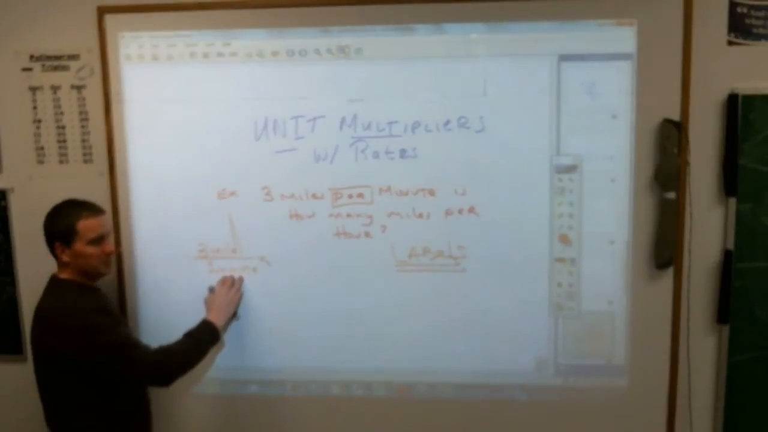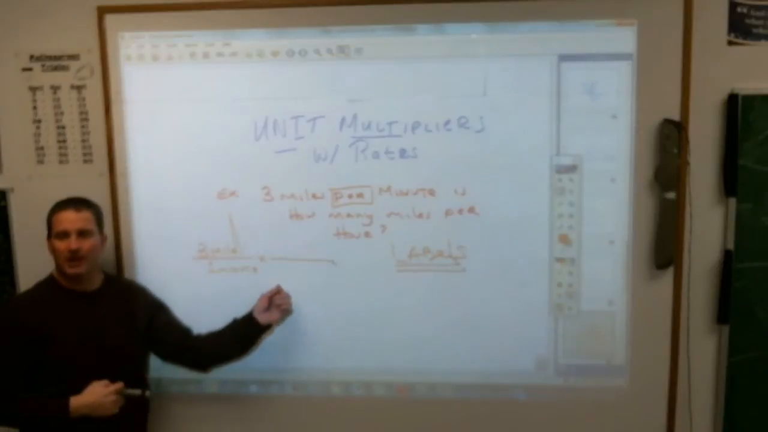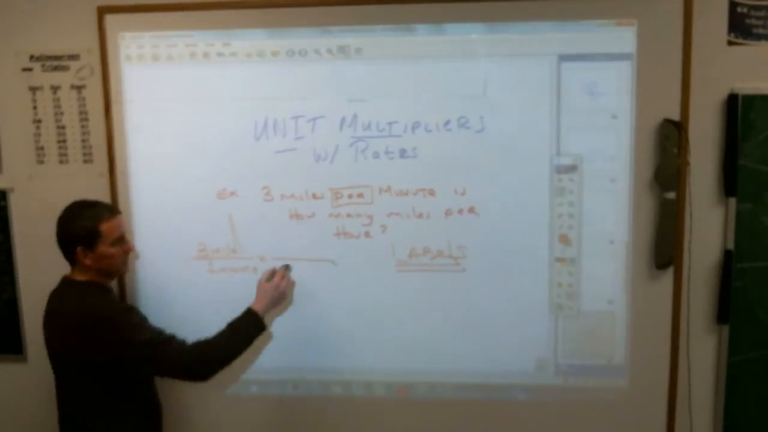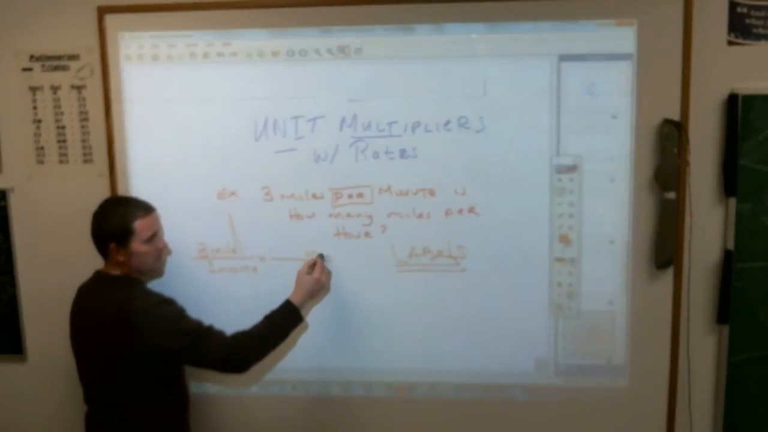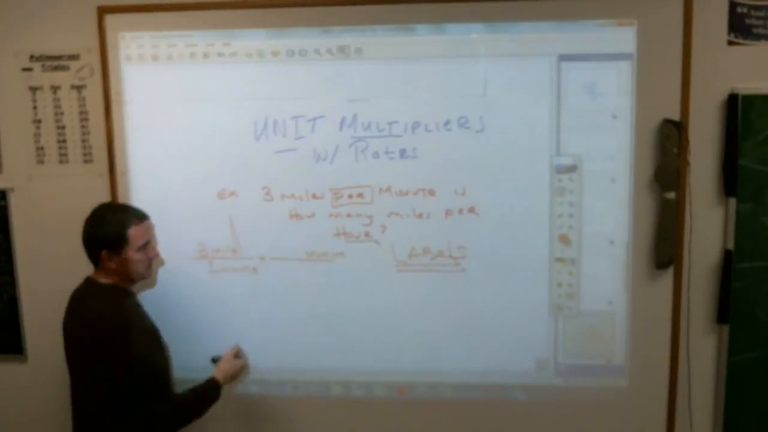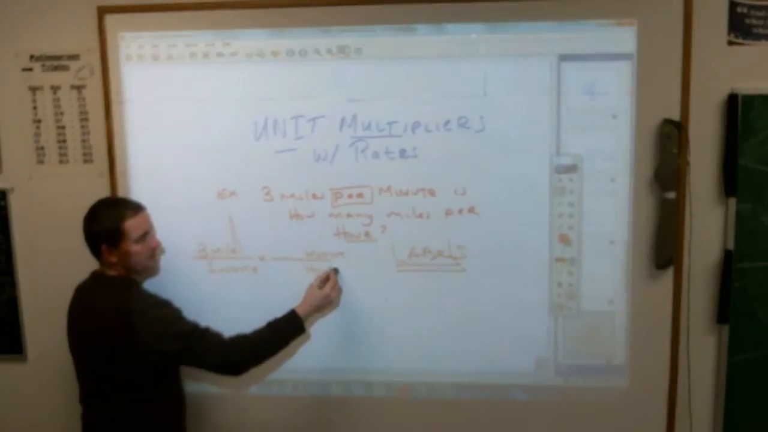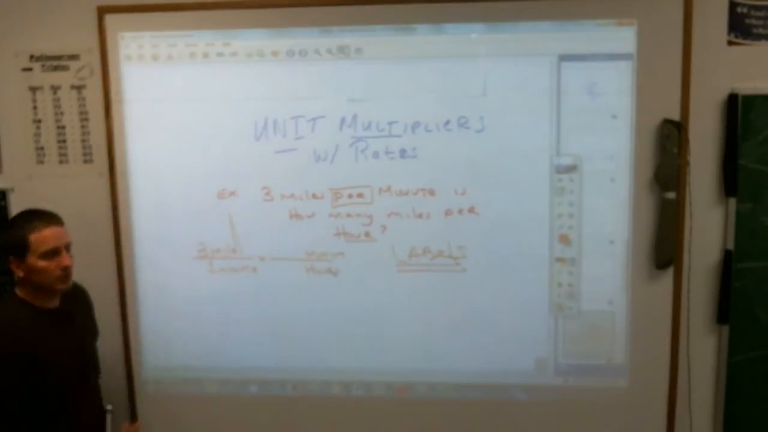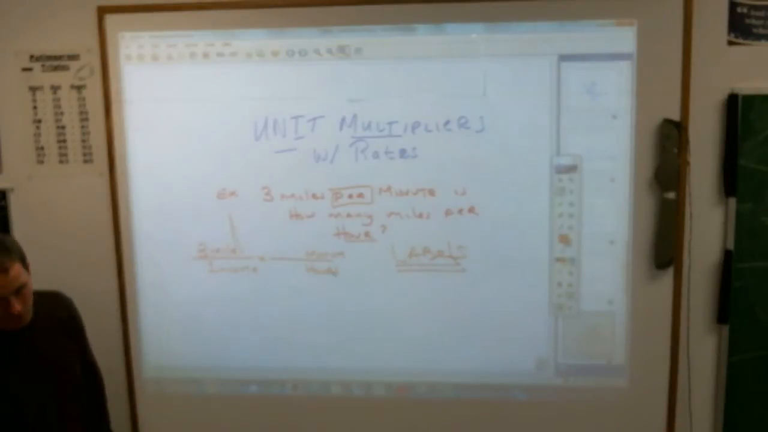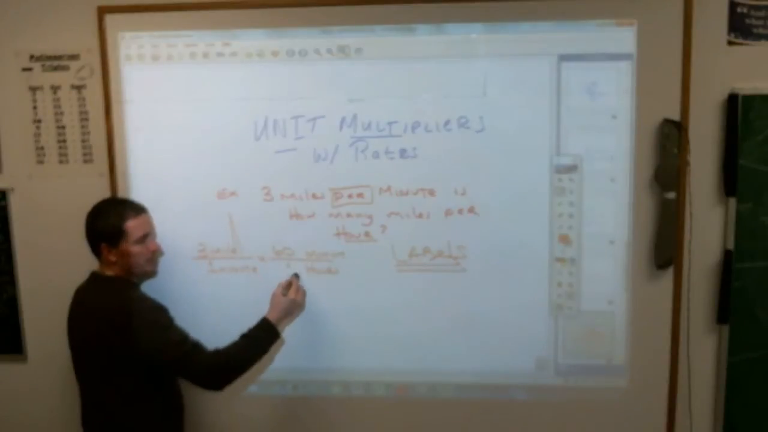I want to get rid of this minute, so if I'm going to cross off minutes, where does it have to appear on the fraction I'm multiplying it with? Alex? On the top. So it crosses out. I have to put minutes up here. I want to make it hours, so my hours has to go on the bottom. And then you just have to know what the conversion rate is. How many minutes in an hour? There are 60 minutes in 1 hour.